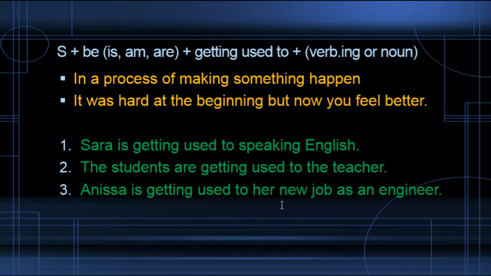Anissa is getting used to her new job as an engineer. Anissa, as my subject, is getting used to her new job. So I have a phrase here. It's like a noun phrase. That's all you need to know about it. But again, I don't have a verb, so I don't need -ing here.